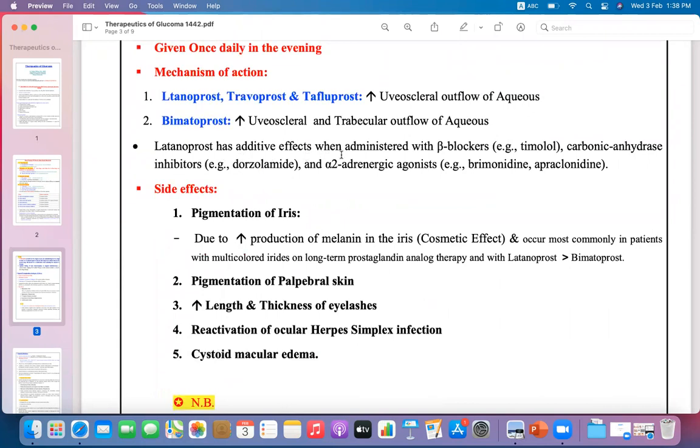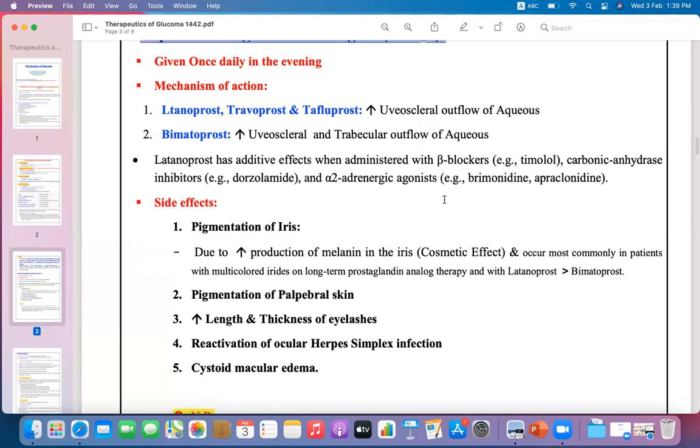Latanoprost has an additive effect when administered with a beta blocker, for example timolol, carbonic anhydrase inhibitors like dorzolamide, and alpha-2 adrenergic agonists like brimonidine and apraclonidine. So what is the additive effect? 1 plus 1 is equal to more than 2. If you take latanoprost, the first line drug, and also choose the beta blocker timolol, it will give more effect. 1 plus 1 is equal to more than 2.